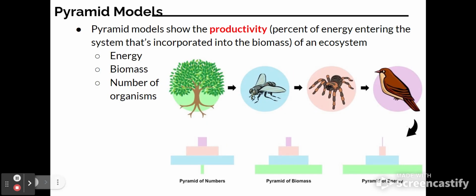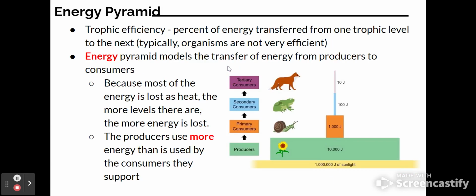Pyramid models show the productivity, or the percent of energy entering the system that's incorporated into biomass. So we have energy, biomass, and number of organisms. These are the different models that we can use, and you can see examples of the pictures below. Now, trophic efficiency is the percent of energy transferred from one trophic level to the next. Typically, organisms are not very efficient, so we don't really transfer a whole lot of energy.